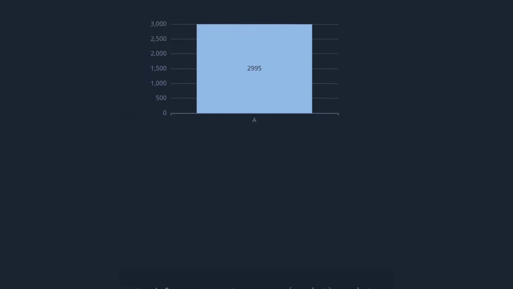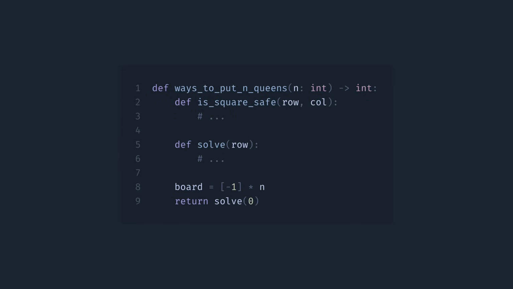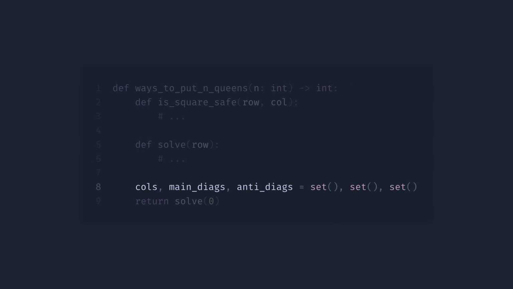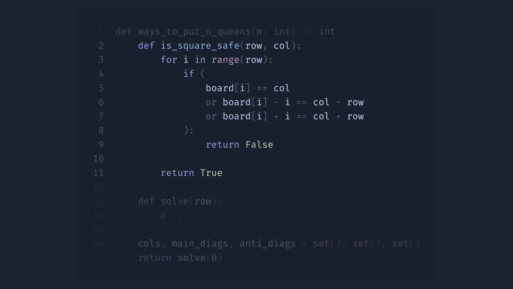Okay, so we have noticed our is square safe function is not very efficient, so let's try to optimize it first. One thing we can do here is to replace our column list with a couple of sets representing occupied columns and diagonals like this. Now we can check if our square is safe in constant time using set lookup. So this code collapses this.